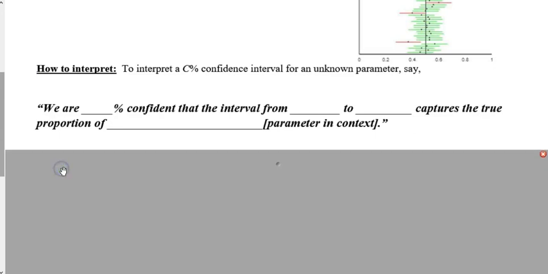Now, this is one of those statements again, like the last unit. We kind of got it in our head because we're going to use it over and over. So to interpret a percent confidence interval, like a 95% or 90%, this is the phrase we use. We are blank percent confident that the interval from low to high captures the true proportion of whatever we're measuring.